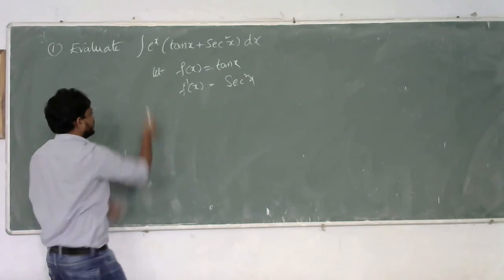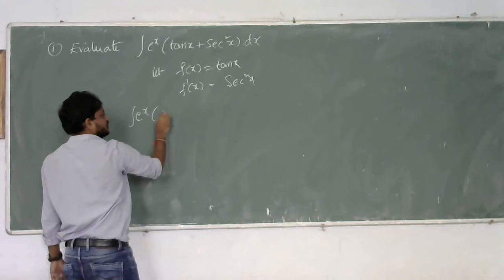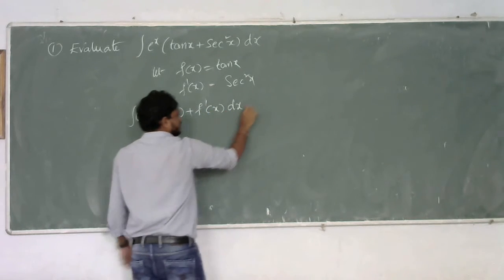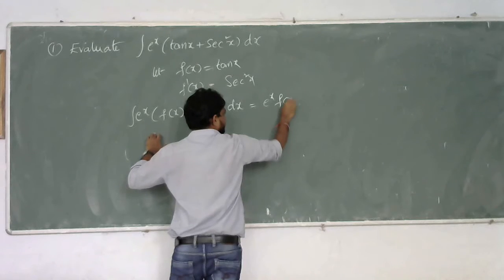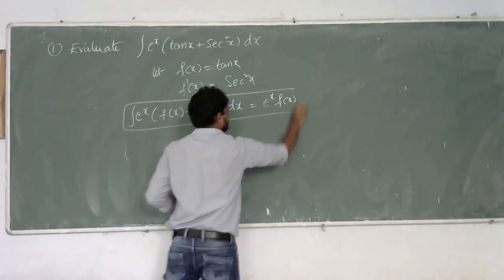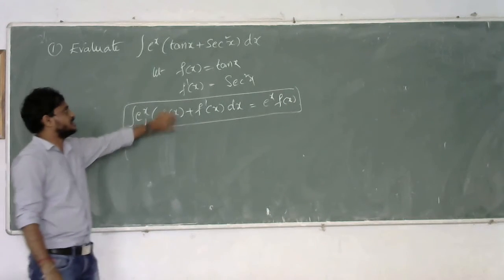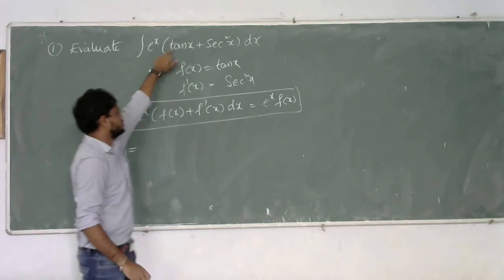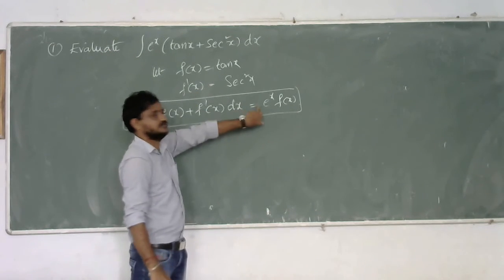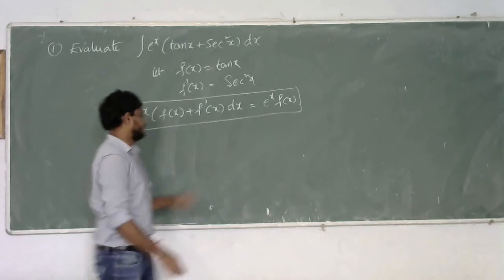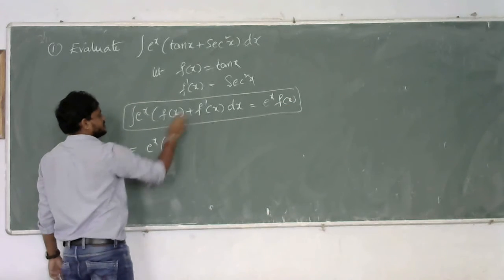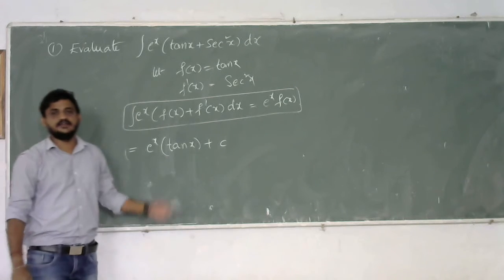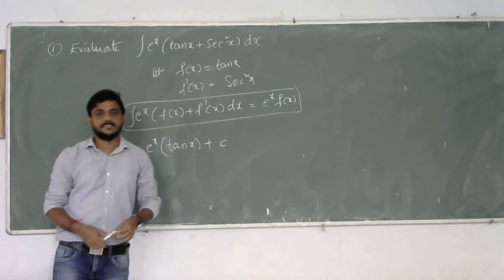Right? So the given question is in the form of e power of x into f of x plus f dash of x into dx. This is equal to e power of x into f of x. That is the formula here. So let us apply this formula to given question. What is the solution? E power of x into f of x. What is f of x? Tan x. So e power of tan x plus c is the integral for the given problem.